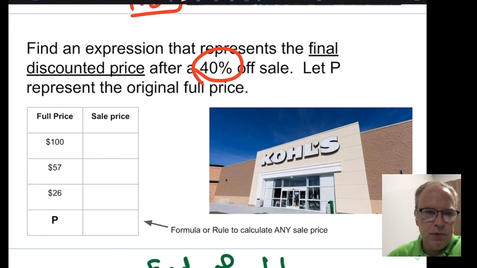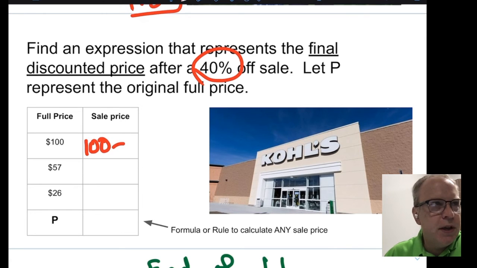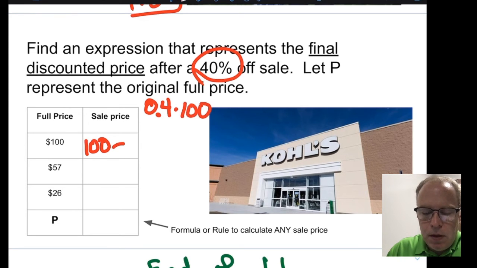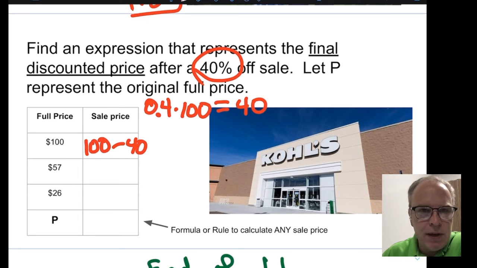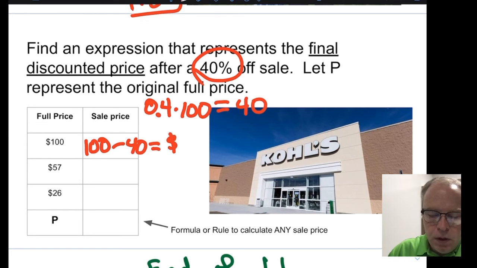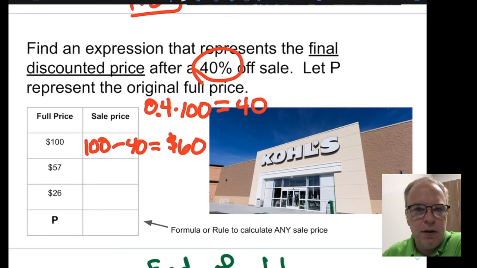So let's do some examples. So if you start with $100, you're going to have to take 40% off. Now, how do you find 40%? You always take 0.4. Remember, you convert the percent to a decimal, and you multiply by the original amount. So I get $40. So $40 is not the new price. $40 is the discount. Again, I took 0.4 times 100, 40. That's 40% of 100. 40% of, the word of means multiply. So 100 minus 40 is $60. So you can get that $100 object or price for $60.